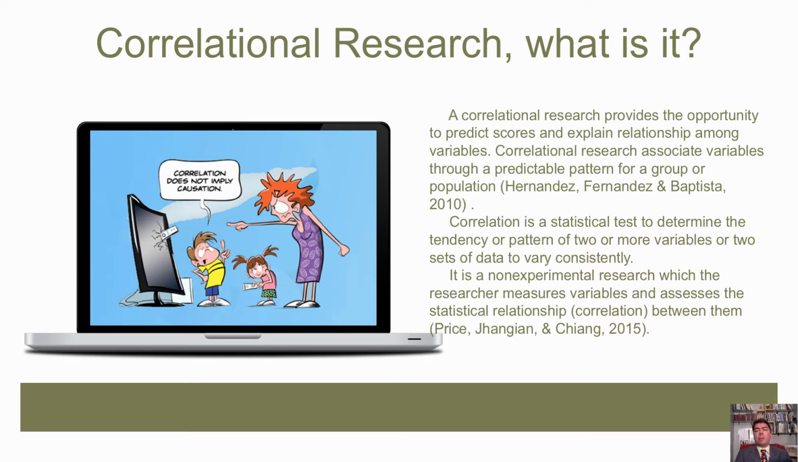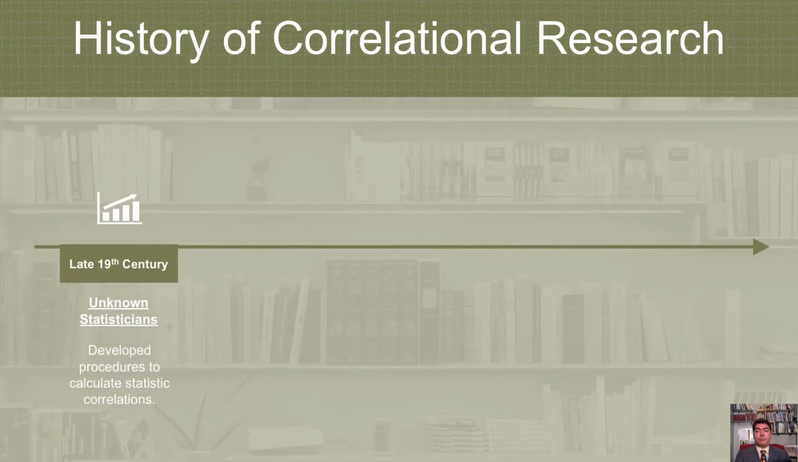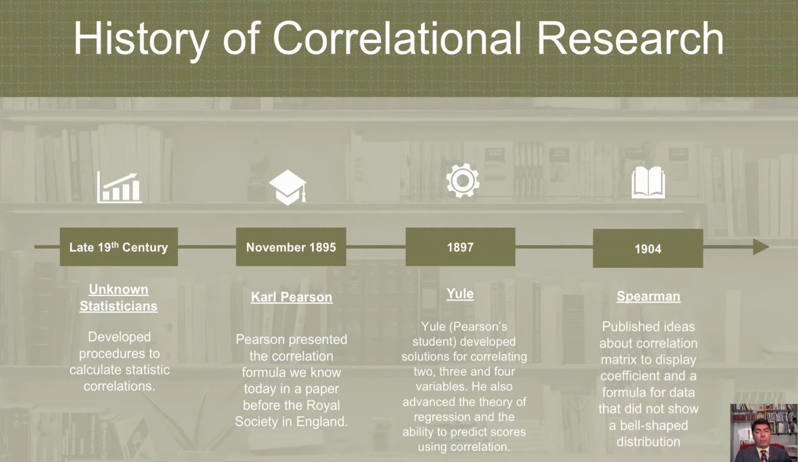A correlation is when there are visible patterns in the data. Having this in mind, a correlational research is when you observe patterns to predict scores or explain relationships amongst them. This type of research is non-experimental, where variables can be measured and statistical relationships can be assessed. Now that we know what it is, we're going to see a correlational history and how it developed.